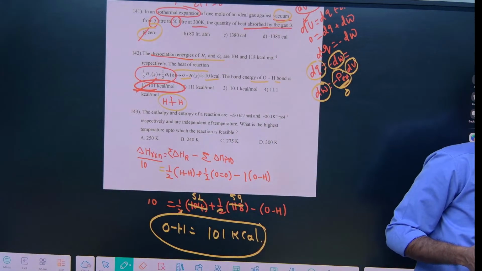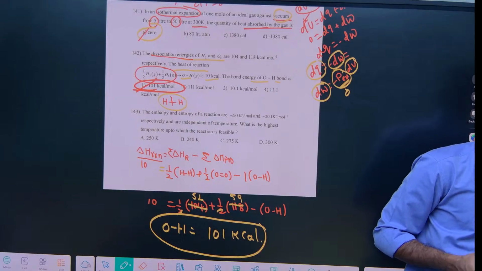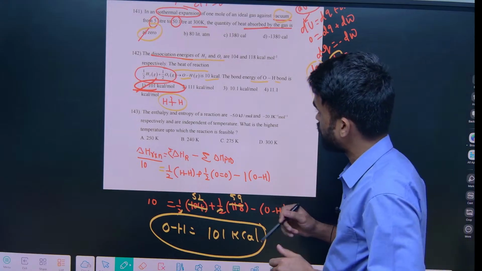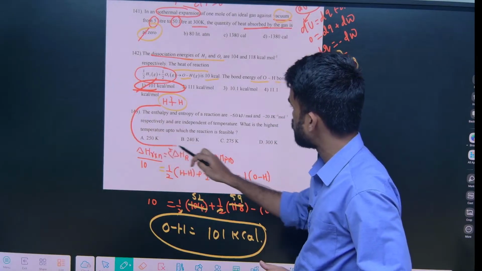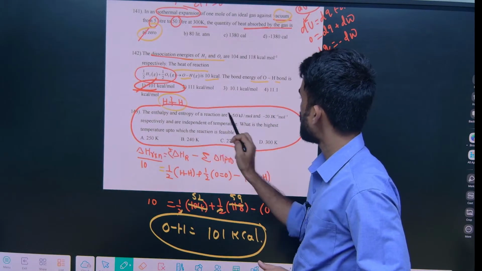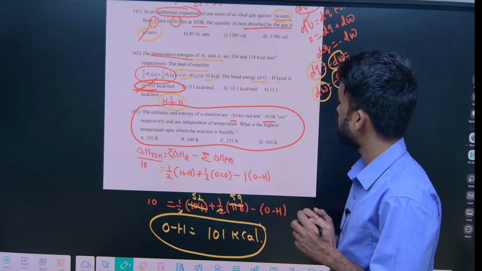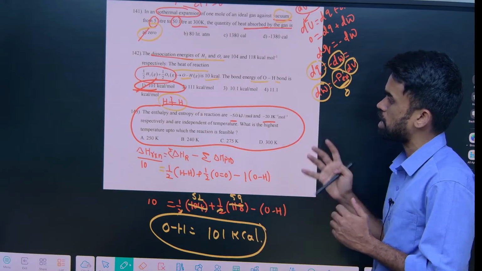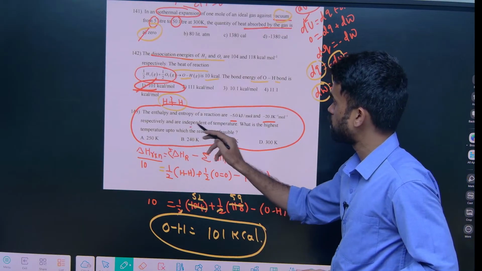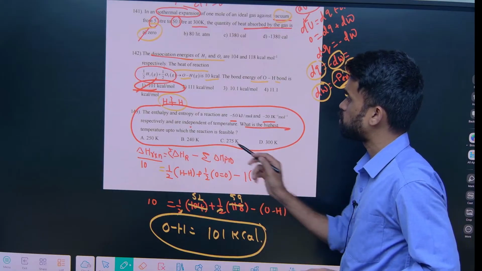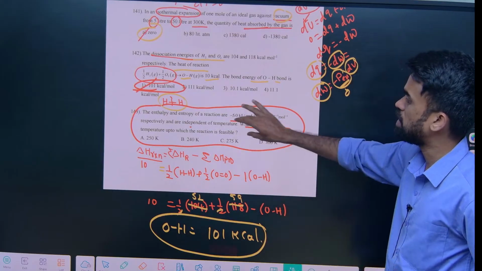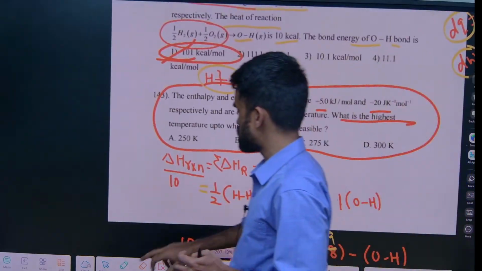Discussion is clear. The next question, again from thermodynamics: here we have enthalpy and entropy for the reactions given like this, minus 50 and minus 20. This is in kilojoules, this is in normal joules, respectively. Now what is the highest temperature up to which the reaction is feasible? So how can you say a reaction is feasible or not?